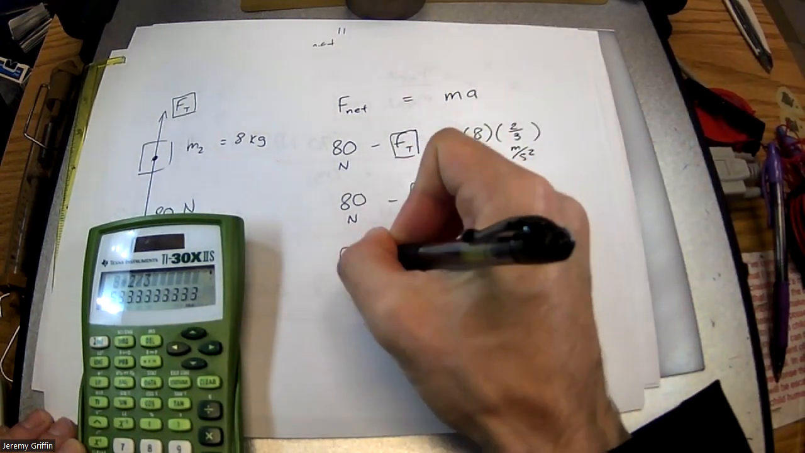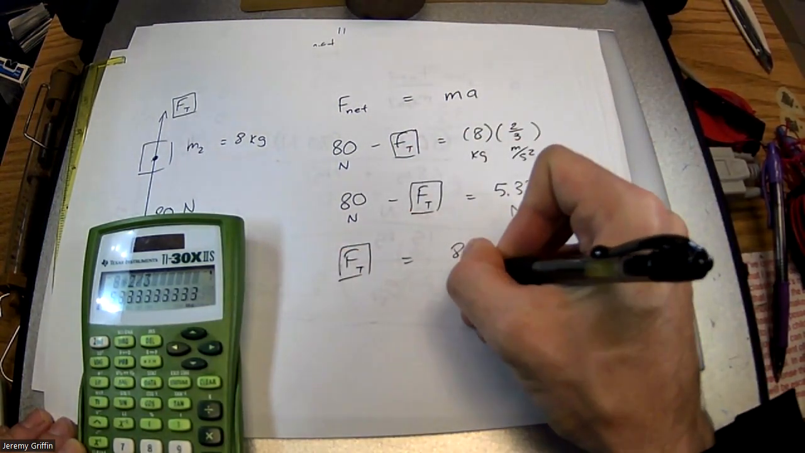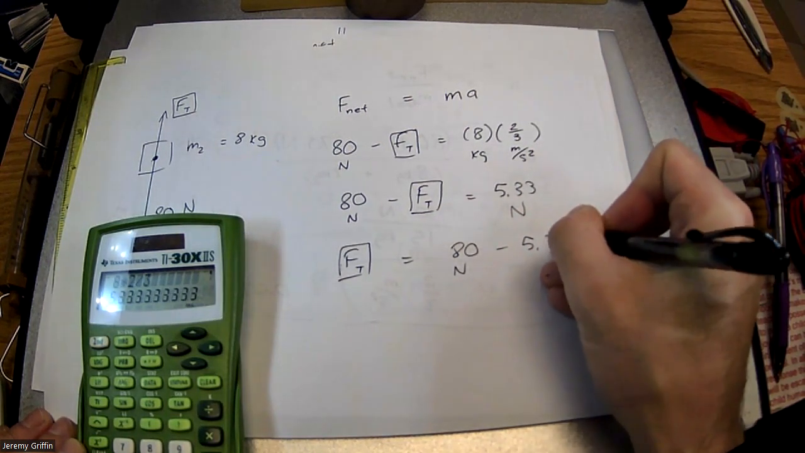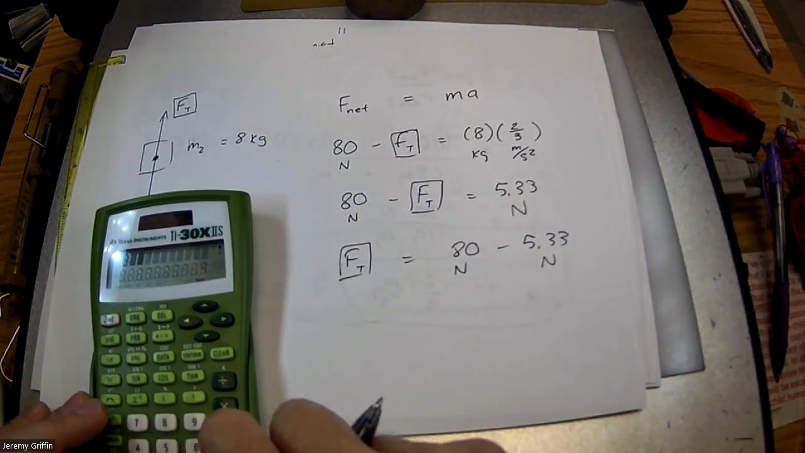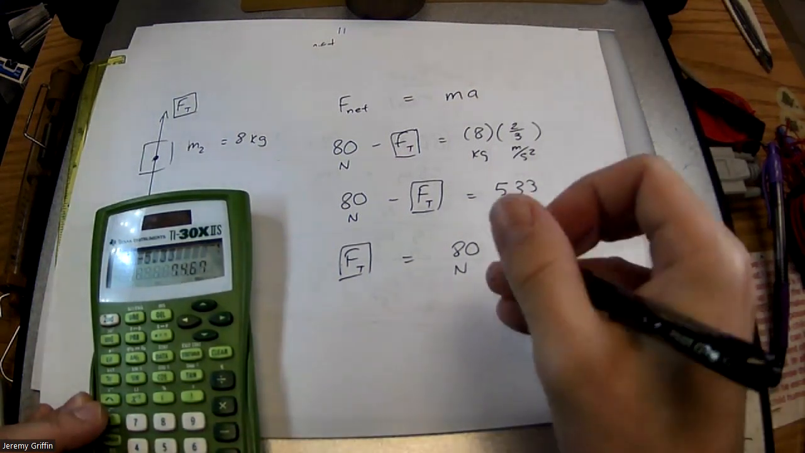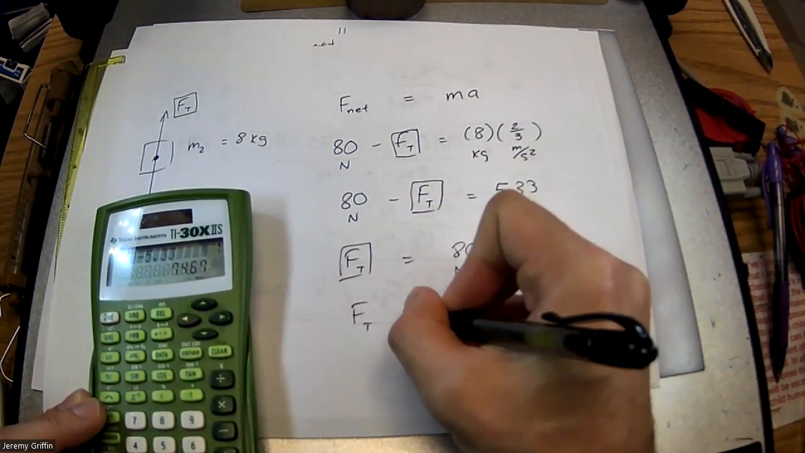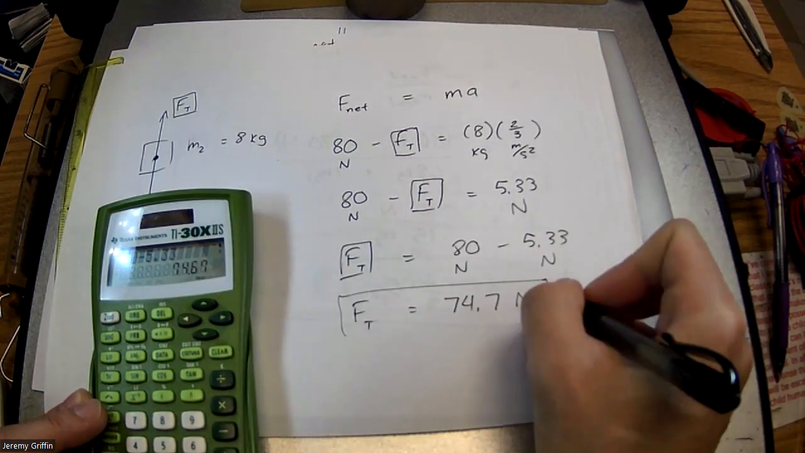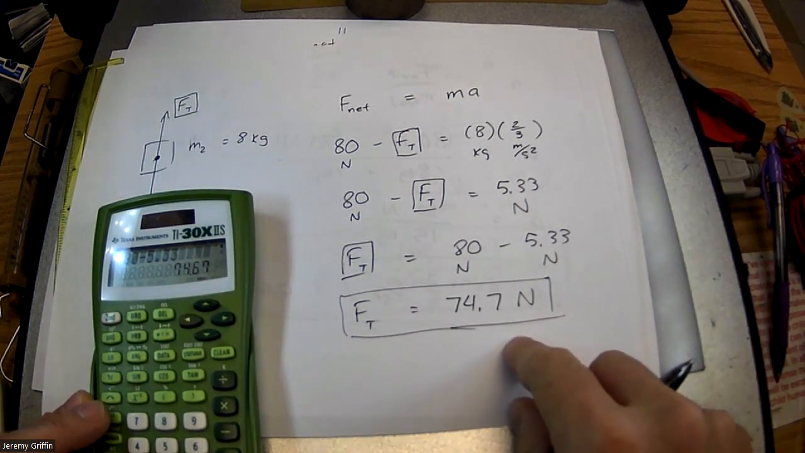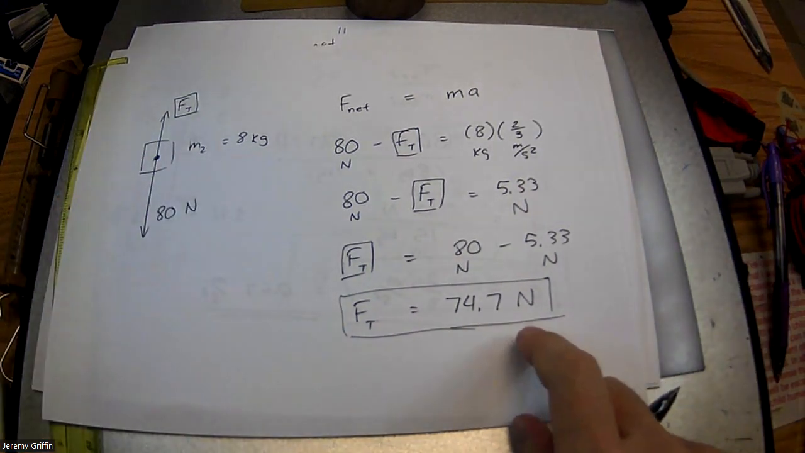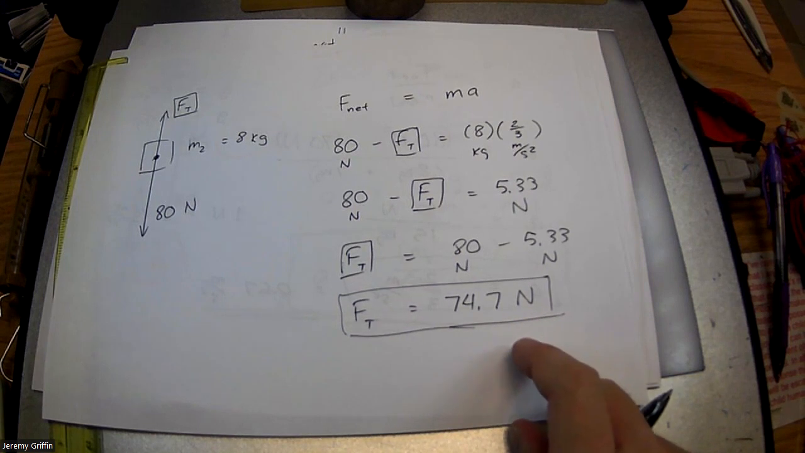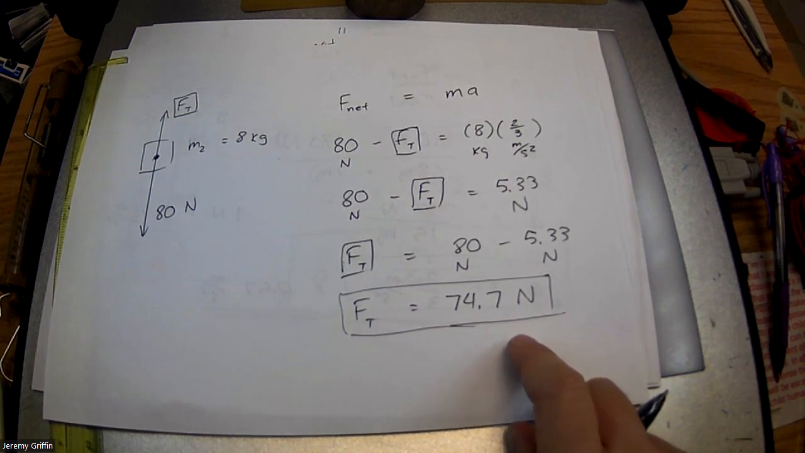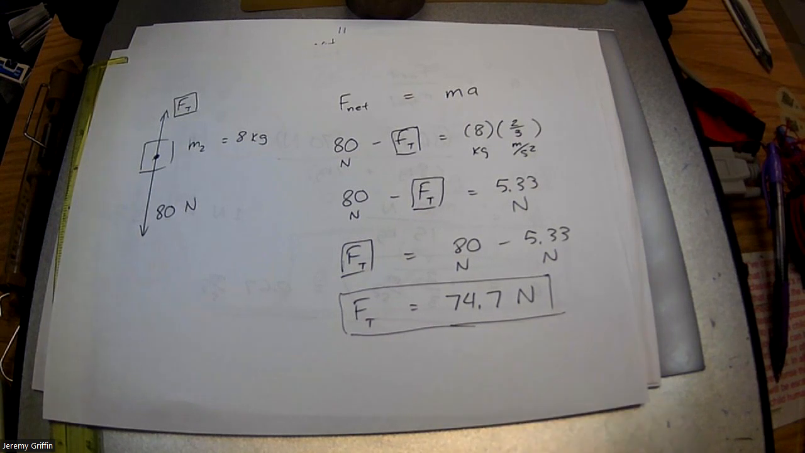The tension force, a little algebra swap here. It's going to be 80 newtons minus 5.33 newtons. Is that true? I'm looking at the tension force is 74.7 newtons. Remember, I'm rounding a little bit. Remember, we were trying to guess beforehand. We said it's got to be between 70 and 80. That's the only thing that makes sense. Maybe 75. It's really close to 75, not exactly 75, but pretty close. Okay, that checks out.